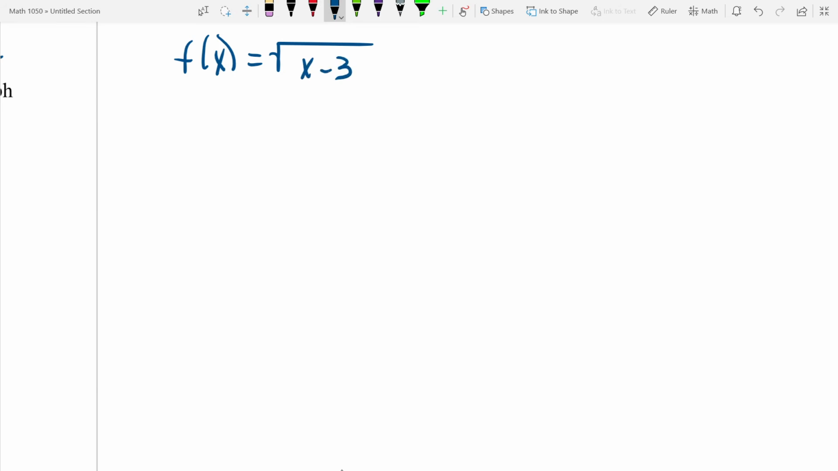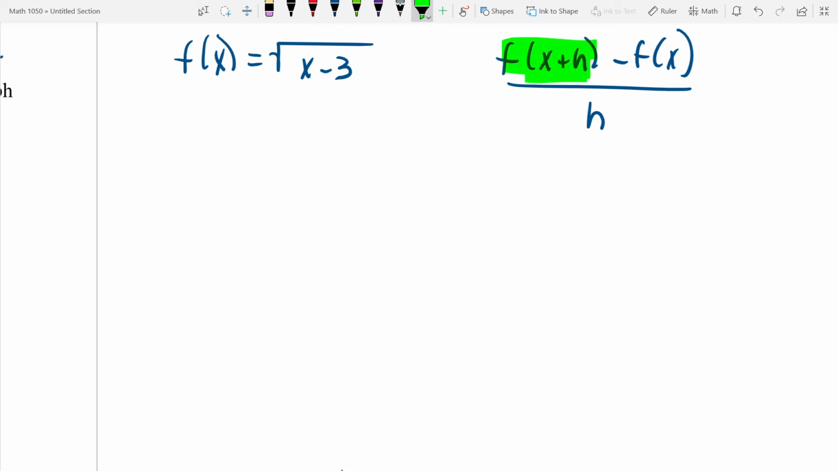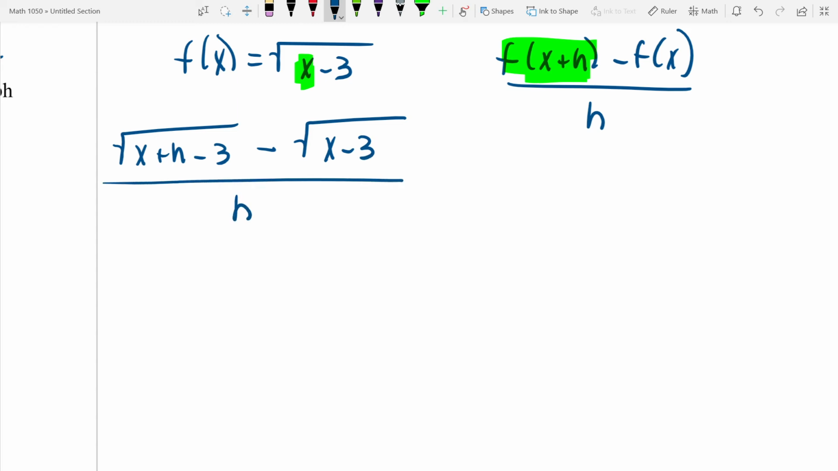There's your equation. Difference quotient. It's on the midterm review. So this right here means go into here, wherever you see an x, put in an x plus h. So it'd be the square root of x plus h minus 3. That means subtract what you were given, and the whole thing is over h, right? Easy? Guess what? This is going to make you so happy.